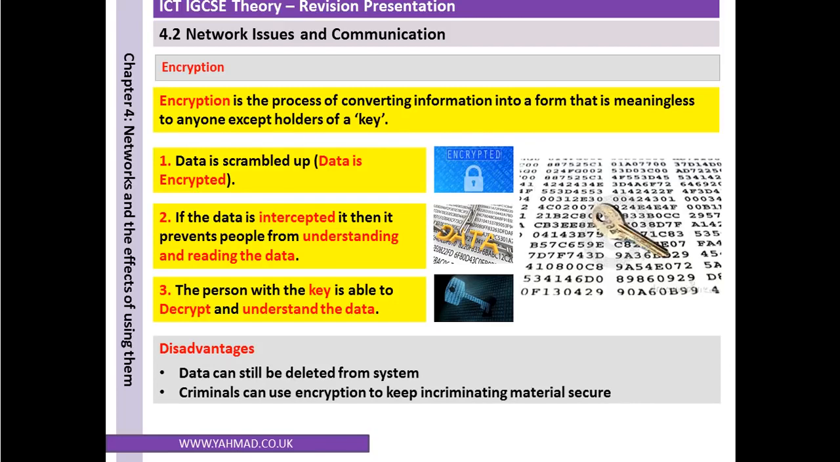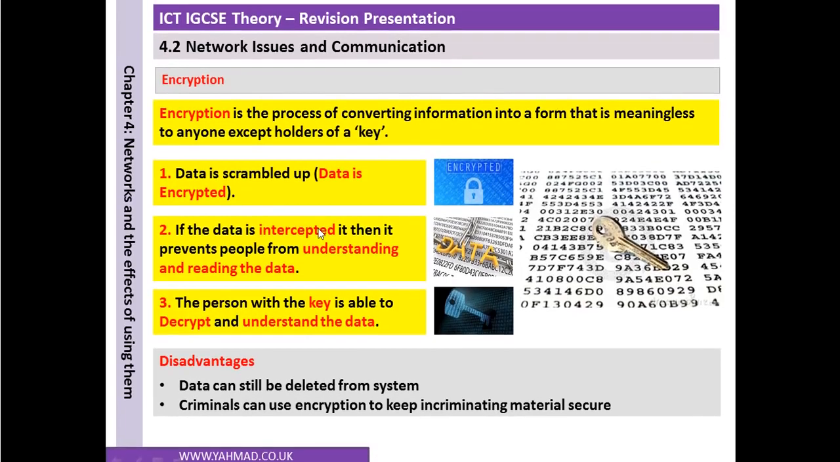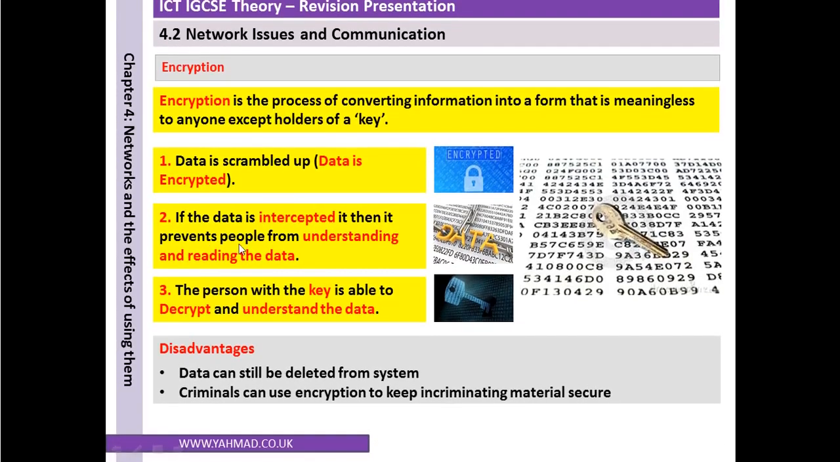So, encryption. Let's look at encryption. Encryption is a process of converting information into a form that is meaningless to anyone except holders of a key. So, the first part of encryption is to scramble up the data, so data is encrypted. If the data is intercepted, then it prevents people from understanding and reading the data. The person with the key is able to decrypt and understand the data.